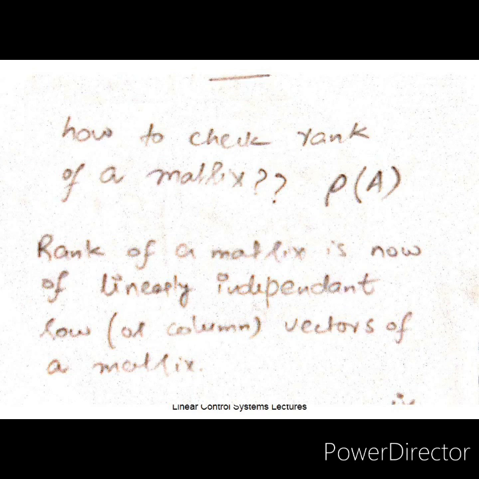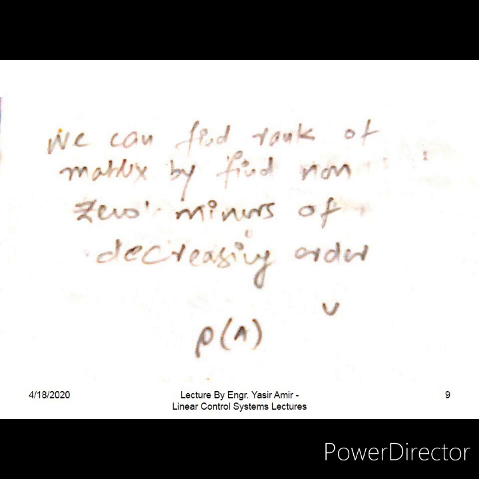Now we can check the rank of a matrix using different techniques, and we'll see one of those techniques in the next few slides, and then we will use that technique to check the rank of our controllability matrix. We can find the rank of a matrix by finding the non-zero minors of decreasing order. Let's see how we do it.